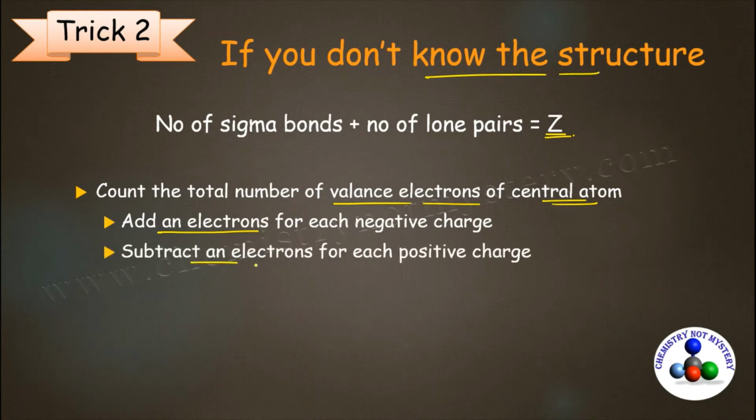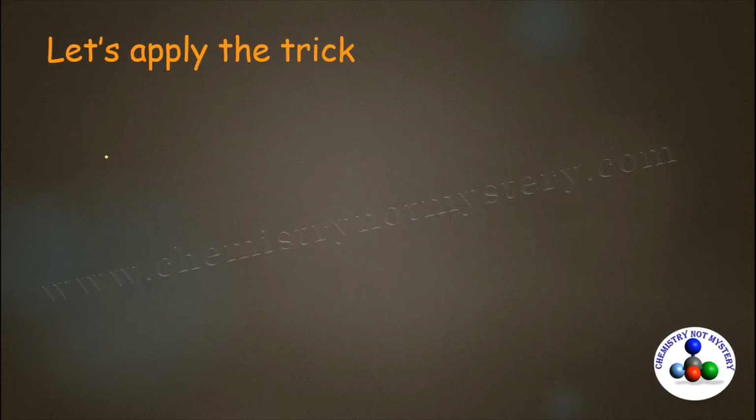And you have to subtract 1 electron for each positive charge. Let's apply the trick for ammonia. In ammonia, nitrogen is the central atom. Its atomic number is 7 and it has 5 valence electrons. So first of all, draw 5 valence electrons of nitrogen.